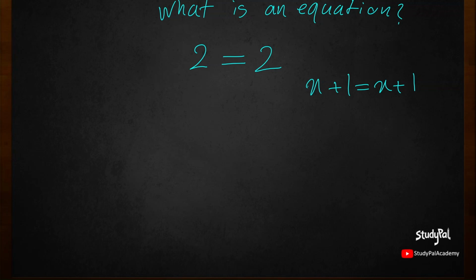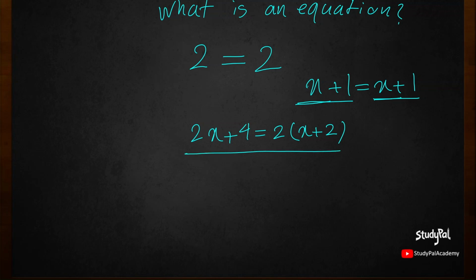I think you've learned a little bit about multiplication. For example, I can say that 2(x plus 2) is equal to 2x plus 4. In the previous example, the look of the left-hand side and the right-hand side were identical. But in this example, they're not identical. They don't look exactly the same, but they are identical.